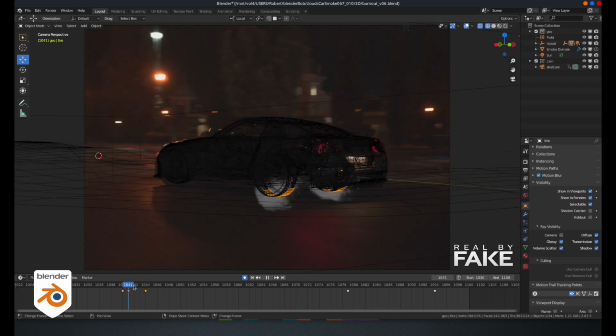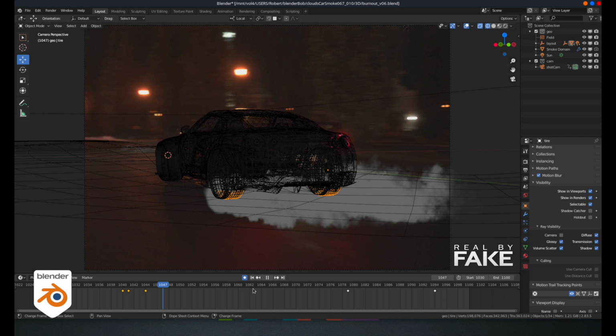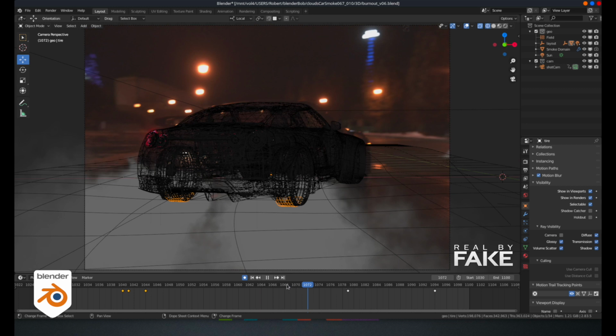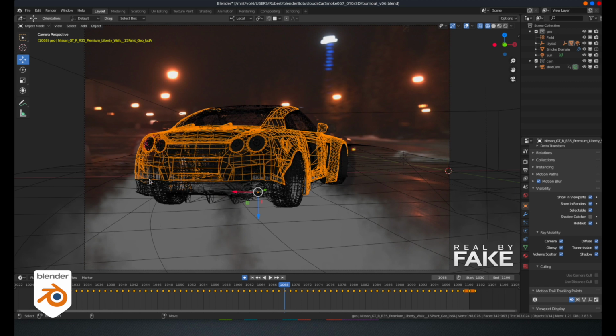You can see the orange parts here, these are the emitters that will emit the smoke, so it's just parented to the wheels so they can move together. Now it looks like there's a ton of smoke here, but never look at it like this, always look at it in the final render to get a good idea of what it really looks like.